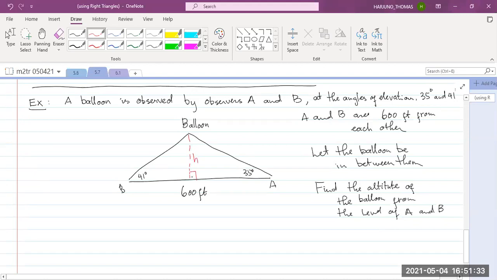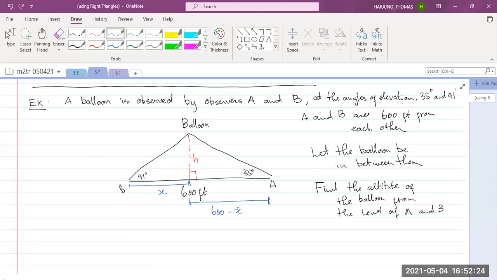Now, to do this question, you need to be more mature mathematically, which I do expect you have since you are done with polynomial and rational function. Now let's first call this x. So you see that you have this right triangle here, right? And you will also have this right triangle. Does it make sense? You have those two right triangles. Now, if this is x, then this will be 600 minus x. We need to find the h.